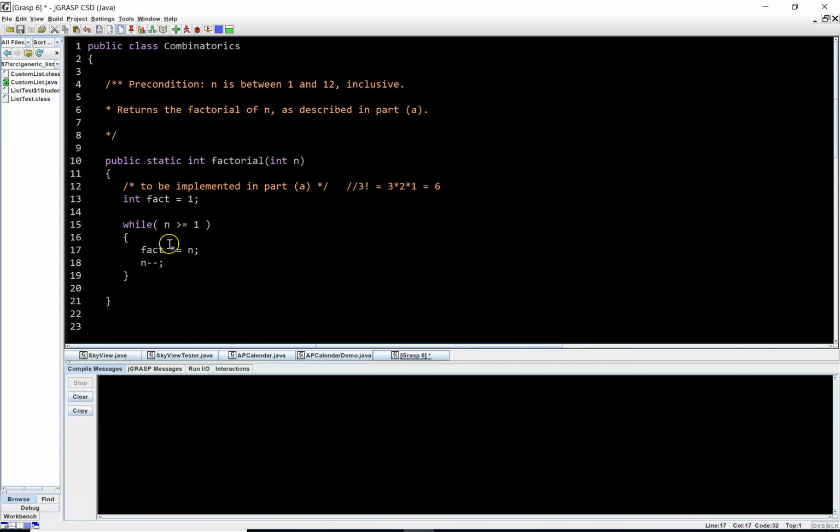The last time we come in here is going to be when n equals 1. And so factorial is going to be whatever it is times 1, which won't change its value. So we could actually just say while n is greater than 1 instead of greater than or equal to. And then we can return factorial.